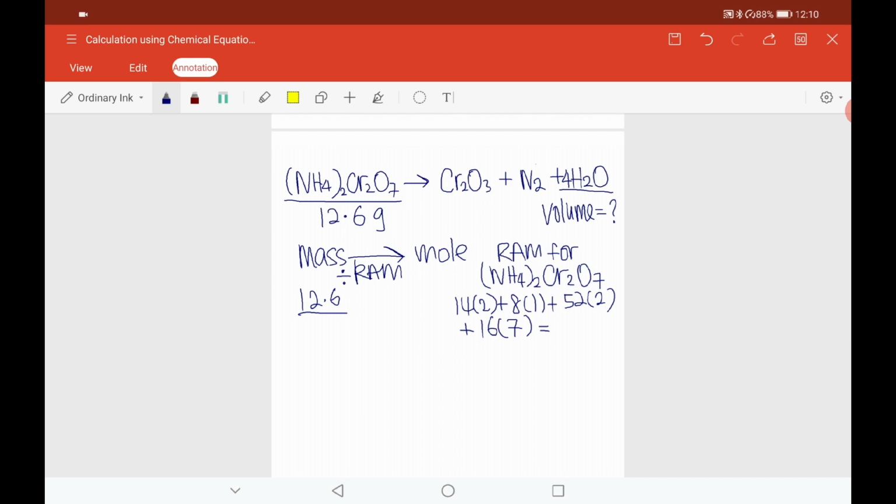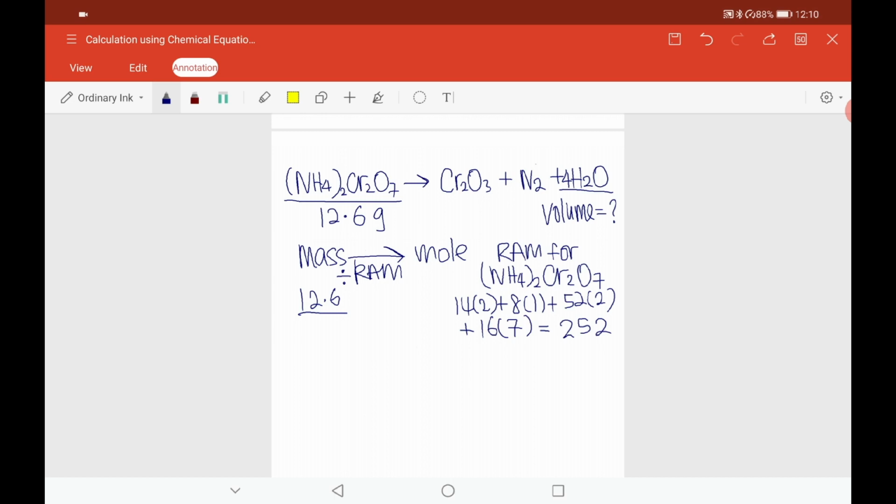Okay, so then we key into calculator. We just key in this whole thing to the calculator to do the calculations. All right, so if you key into calculator, you're gonna get 252 for the RAM.